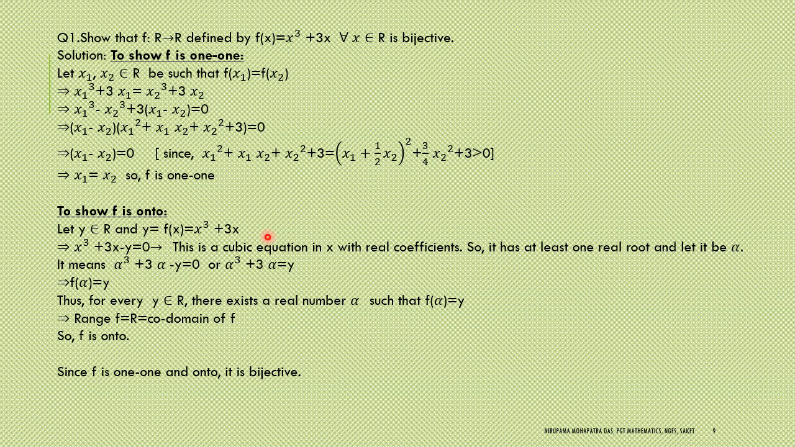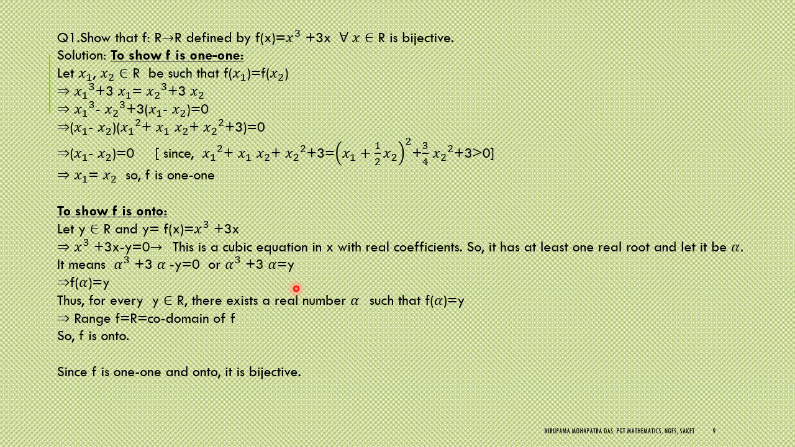So it is a very different way of proving. See, so x cube plus 3x minus y equal to 0. It means this is a cubic equation in x and the coefficients are real coefficients. Whenever you have a cubic equation with real coefficients, it has at least one real root. Otherwise it has 3 roots, so out of 3 roots, at least one must be real. And suppose that real root, maybe we can take it as alpha.